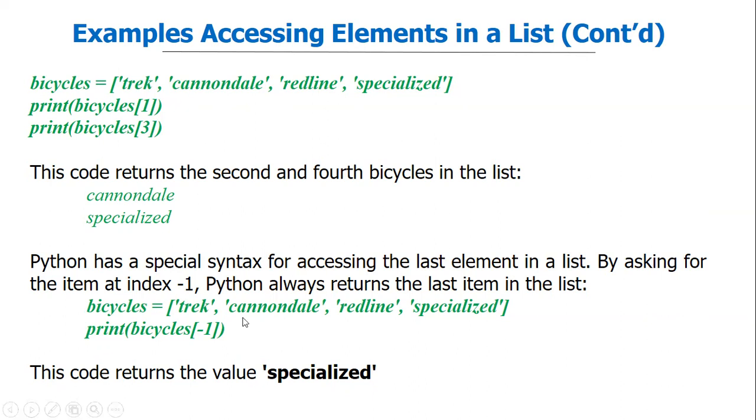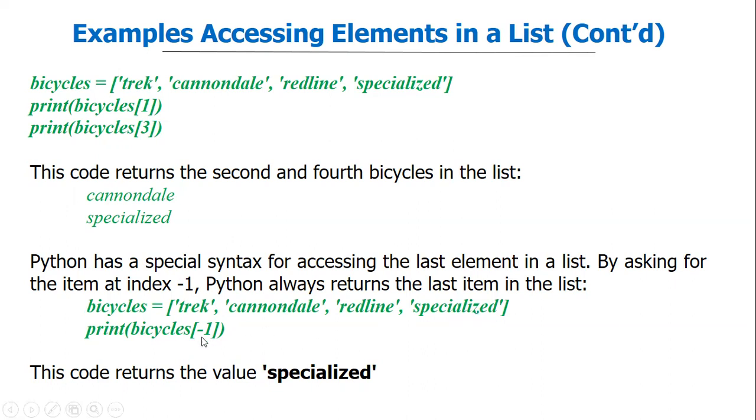So we have bicycles. And if you want to access the last value, the one that is specialized, we say bicycles, then a square bracket, and we put -1. So -1 is what gives us specialized, and it follows in that order.